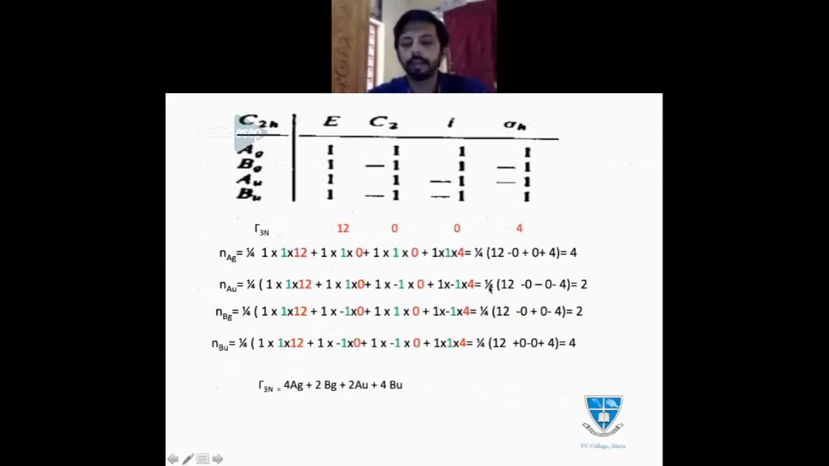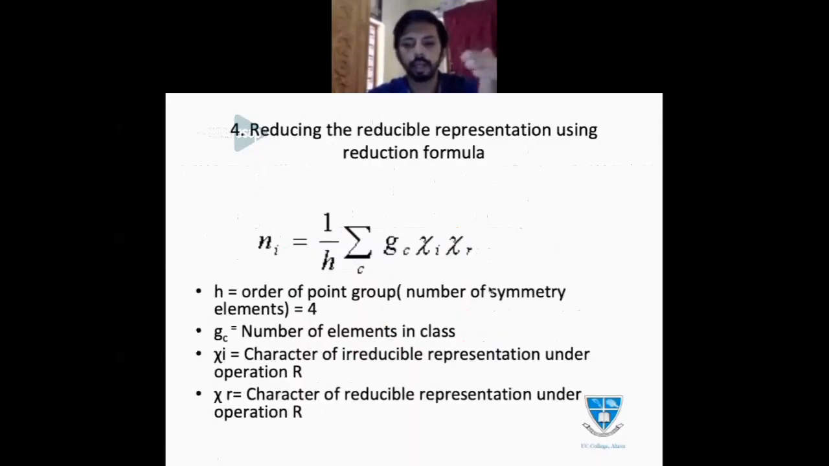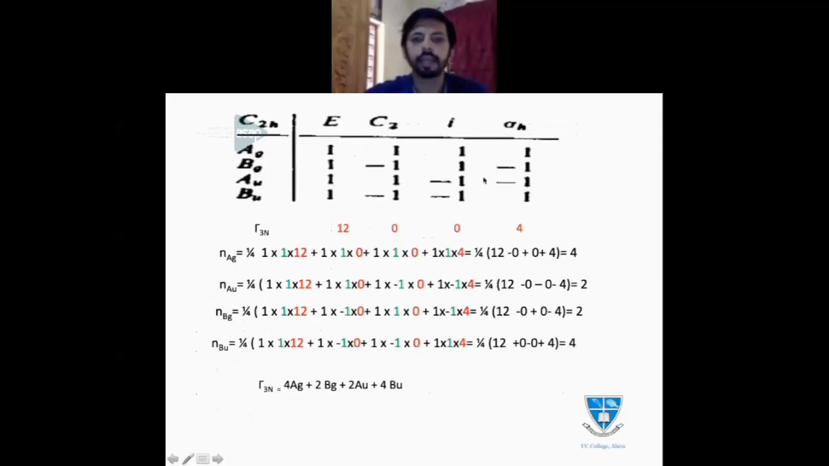The next step is reducing the reducible representation using the reduction formula. Again, here we can see the reducible representation, 12 0 0 4, which we obtained using the Cartesian coordinate method. The green one represents the characters of the irreducible representation, and the black one represents the number of classes.